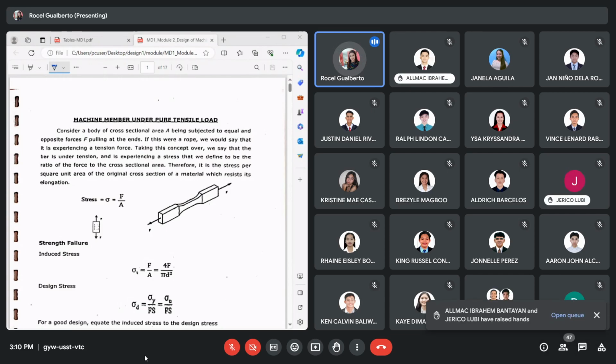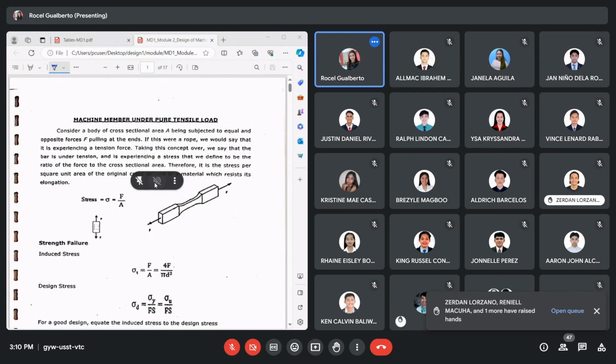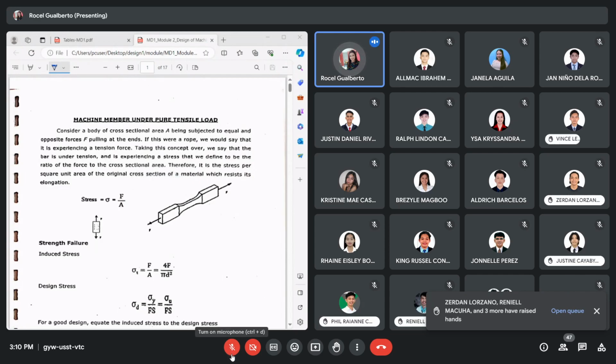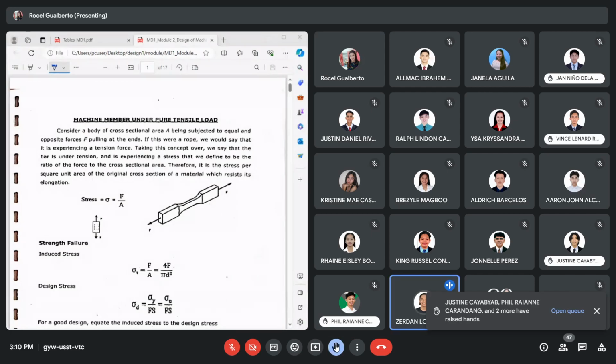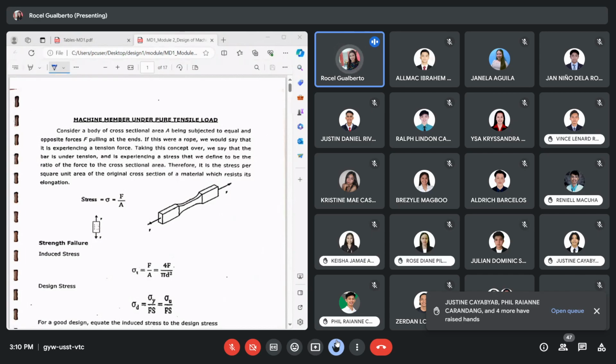Yes, Olma? Know the property of material po. Okay, know the property of the material as to code and as to strength. Number 2. Okay, Sir Dan? Apply a suitable factor of safety. Okay, so doon po sa knowing property, you can classify the material as to ductile or brittle material.